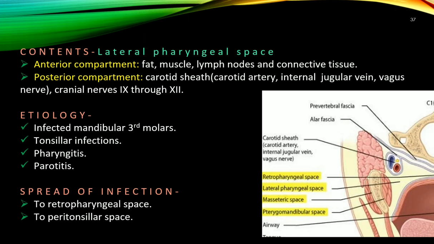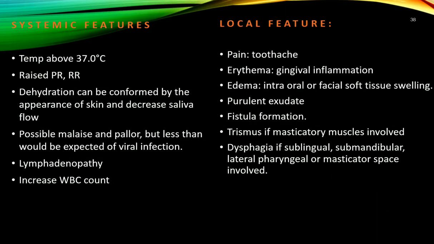So etiology is it can be from the infected third molar area, tonsillar infection, pharyngitis, and parotitis. If this infection is not contained or treated, it can go to retropharyngeal spaces, or it can also go to peritonsillar space.